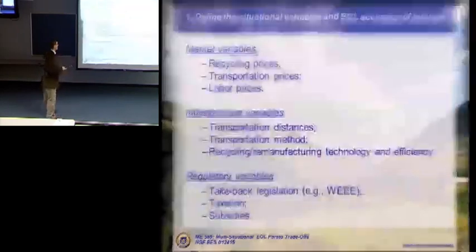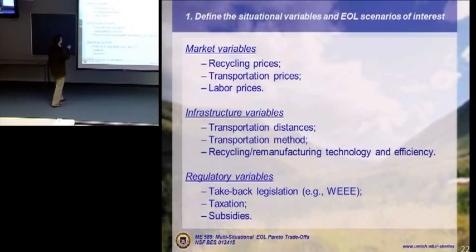So how does something like this get done? First, let's define situational variables, end-of-life strategies of interest or scenarios of interest. It's a coffee maker. We're interested in comparing the scenario in Germany to the scenario in the US. We think that these market variables are important. Recycling prices, transportation prices, labor prices. The infrastructure is really important.